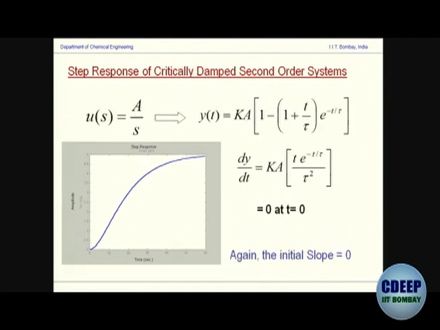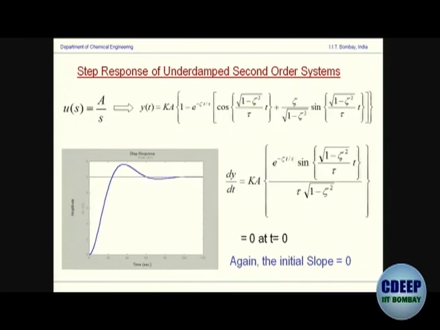If I have a critically damped second order system, the response will also be similar. What differentiates an overdamped from a critically damped? The value of zeta. If I put zeta equal to 1 in that expression, then I will get a slightly different dynamic response, but it will be similar to the overdamped system. Critically damped also looks very similar to the overdamped system. So, initial slope is 0.